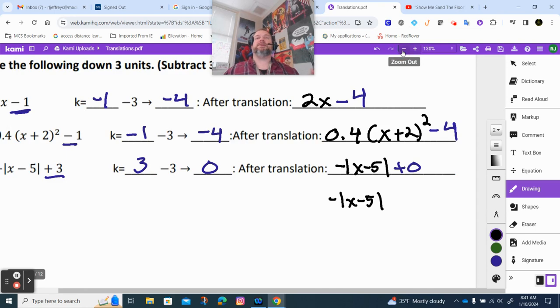So that was dealing with translations. Which direction? Down and up. We did up first, then we just did down.